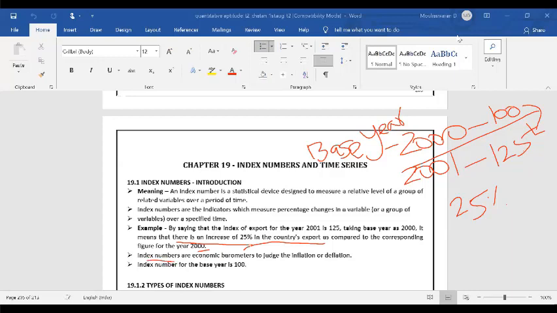So the purpose of an index number is to judge the inflation or deflation. Inflation means increase. Deflation means decrease. The final point they are telling: the index number for the base year is 100. Always we should take the base year index number as 100. Are you guys clear with this point? Just go through it on your time. We'll go slowly now.